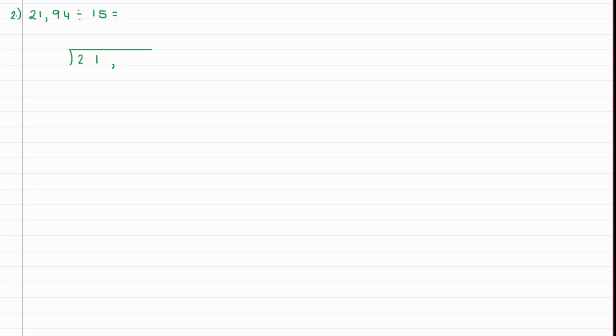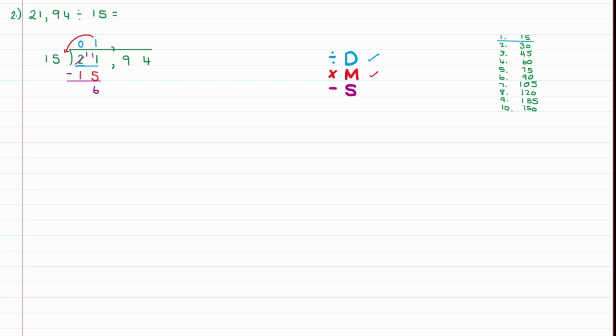2194 goes in the house and 15 is on the outside. Don't forget to put the comma on top of the house. On the side, I'm going to write down the first 10 multiples of 15, and now I'm ready to start. 2 is smaller than 15, so I place a 0 above it, and I look at 21 divided by 15, which gives me 1. 1 times 15 is 15, and 21 minus 15 is 6. I'm then going to bring down the 9, and I now have 69.